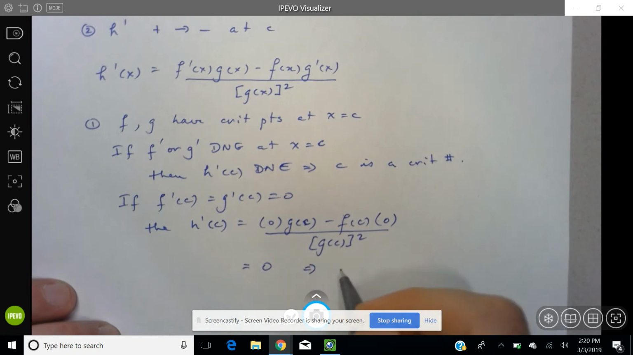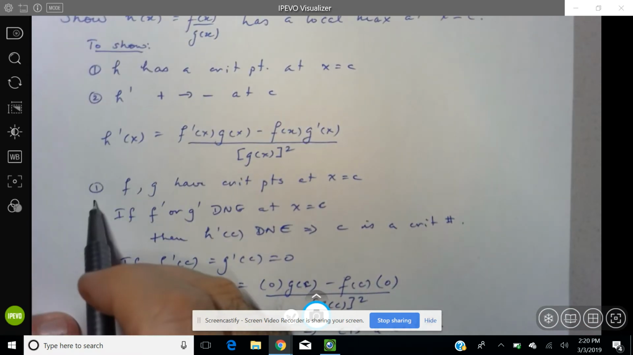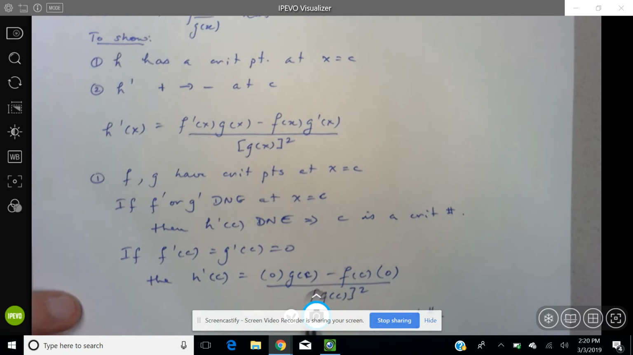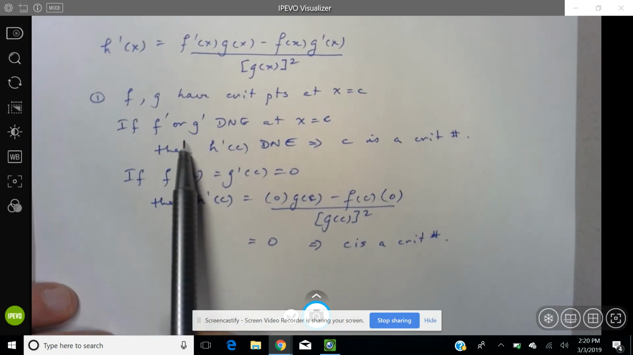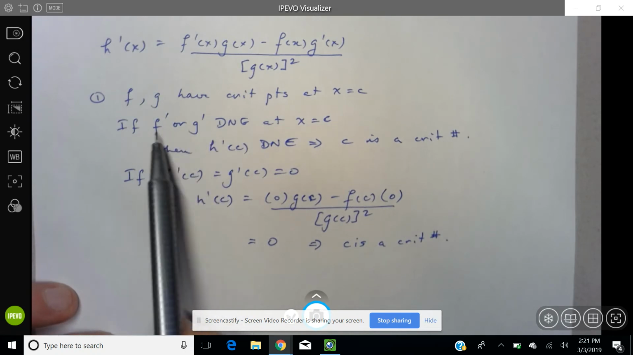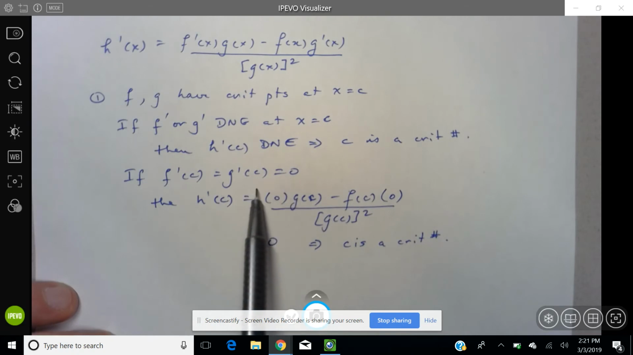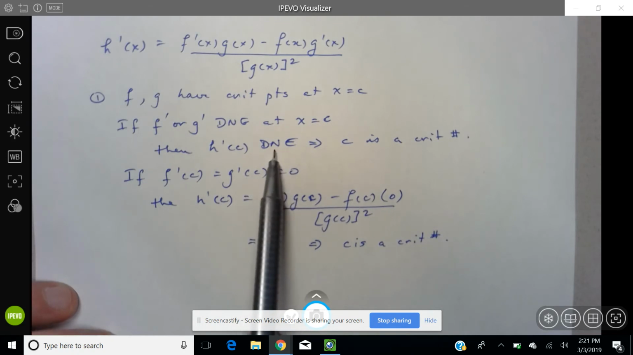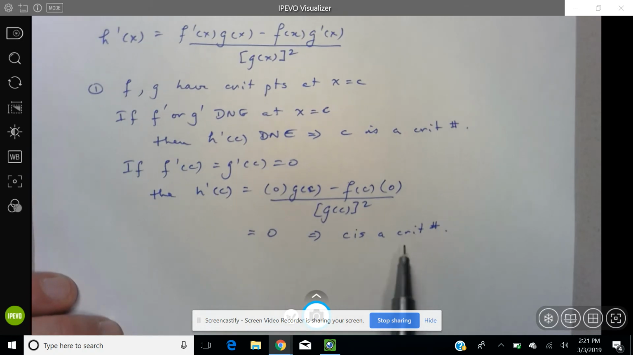Which again implies c is a critical number. Okay? So we've shown now number 1 has been shown. Because of the fact that f and g have critical points at C, regardless of whether it happens because one or both of the derivatives don't exist, or that the two derivatives are equal to 0, we see that in both cases the derivative of h can't exist at C, or it has to be equal to 0 at C. So it's a critical number.